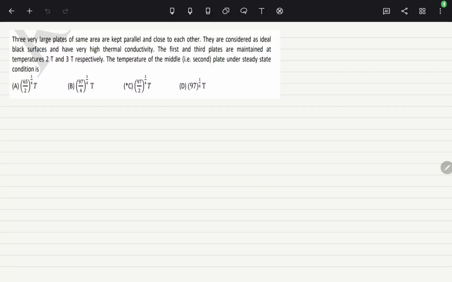Okay, so this is a question from the chapter heat transfer. The question is: three very large plates of the same area are kept parallel and close to each other. They are considered as ideal black surfaces and have very high thermal conductivity. The first and third plates are maintained at temperatures 2T and 3T. What is the temperature of the middle plate?